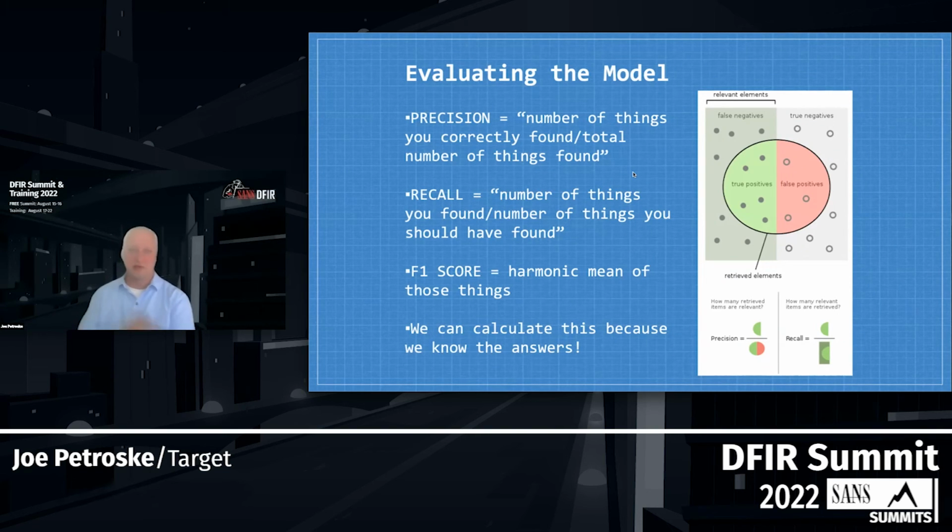The recall is kind of the reverse of that. That's the number of things that you found versus the number of things that you should have found. In other words, this is the ratio of your true positives versus true positives plus false negatives. It's a measure of how much stuff you missed. And then the F1 score is another calculation you can do, as a harmonic mean of those two scores. Because we know all the answers to this, scikit-learn can just calculate this stuff for us. So this becomes how we evaluate the model that we just trained.